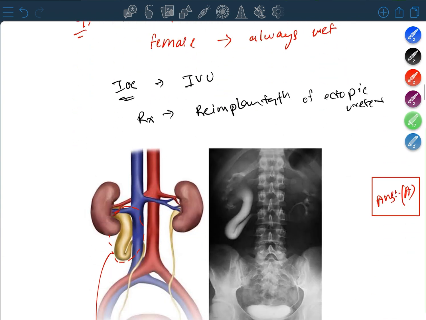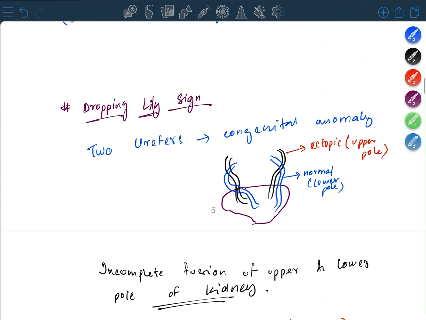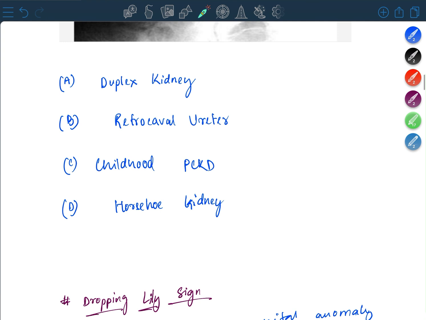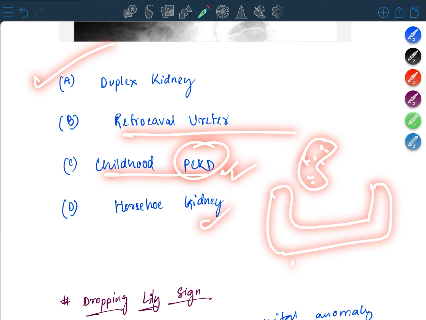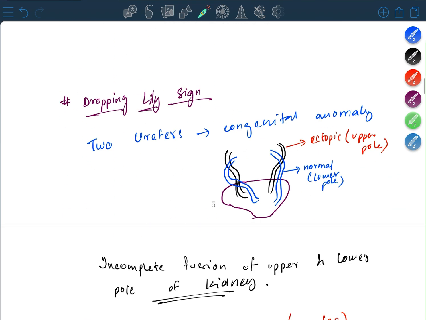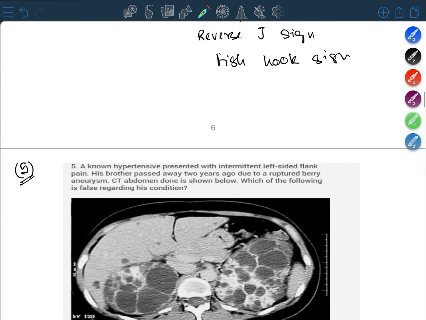Okay, so the answer here is duplex kidney. Retrocaval ureter I explained. Childhood PCKD means polycystic kidney disease. No, in that case there will be multiple cysts in the kidney. And horseshoe kidney I already explained, like the flower vase sign in the above question. So this is an easy question, not much explanation needed.